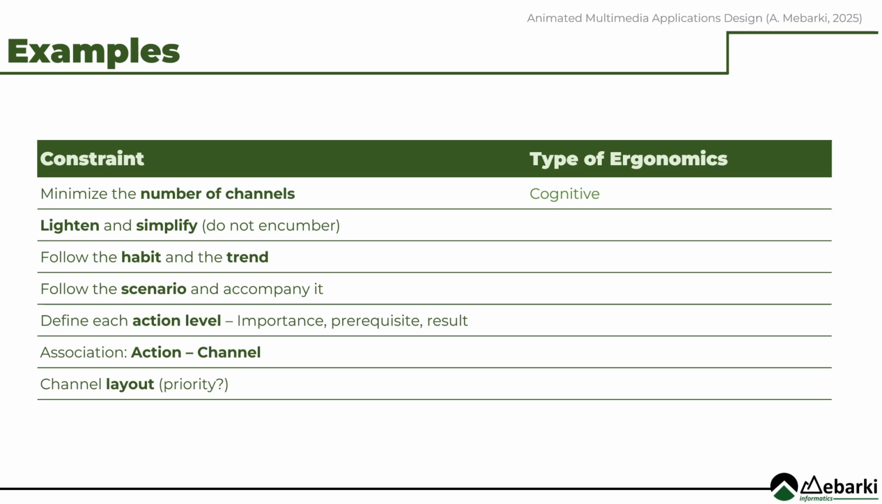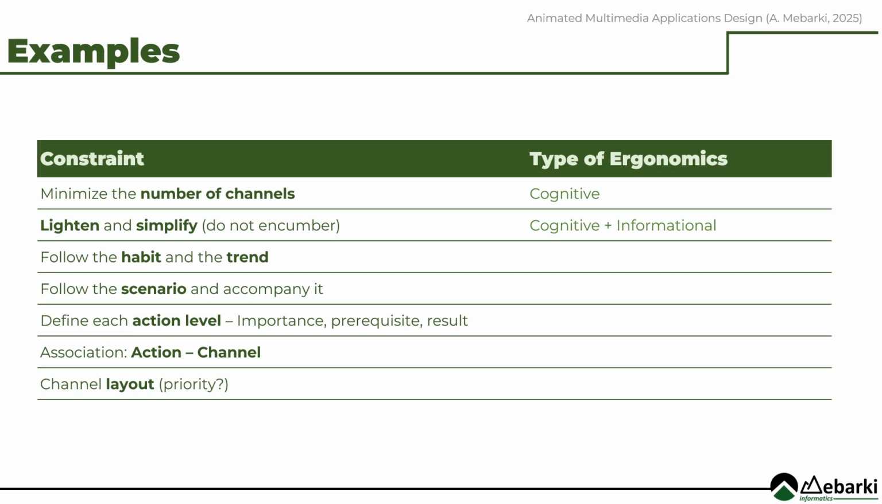Second, lighten and simplify. Do not encumber. Cognitive ergonomics plus informational ergonomics. Simplification helps reduce information density and visual clutter, making perception and interpretation easier. It prevents overload and facilitates selective attention and decision-making.